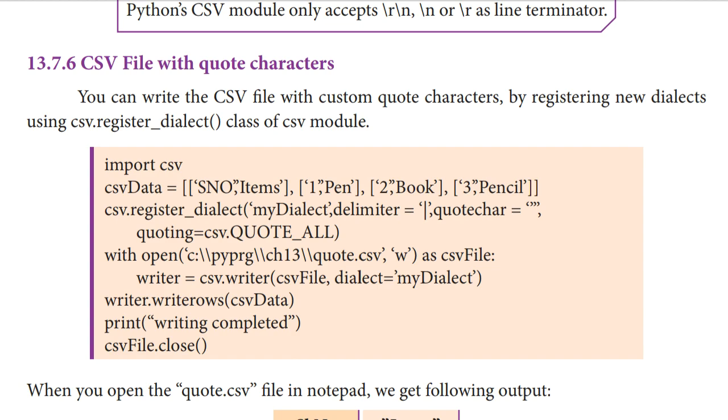Next we are opening the CSV file in writing mode. Here csv file is the file object. Next, with the help of the csv.writer function, we are applying the new dialect. writerows of csv data. So with the help of this writerows method we are writing the data into the CSV file. After writing is over, we have one message, writing completed, which is displayed to the programmer. Next, csvfile.close. After writing the data into the CSV file, here we are closing the file.